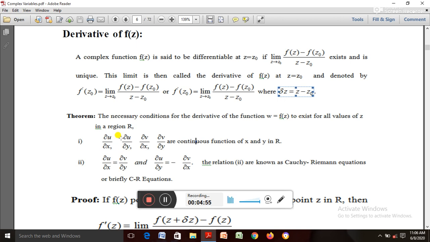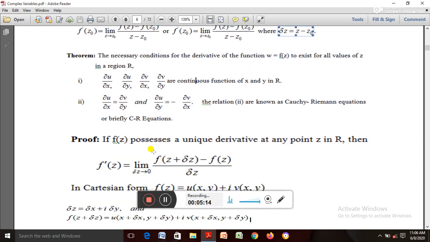So there exists partial derivatives ∂u/∂x, ∂u/∂y, ∂φ/∂x, ∂φ/∂y. Then ∂u/∂x is equal to ∂φ/∂y, and ∂u/∂y is equal to minus ∂φ/∂x. We prove this by using w is equal to f of z and this condition. So let us prove this theorem.